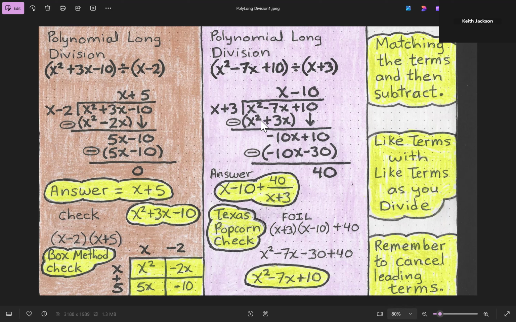And then right here, here's what's going to happen. It's going to turn this 3x negative. And so we have a negative 7x plus a negative 3x, which will give us a negative 10x. And then we're going to drop this 10 right here. And so now we have a negative 10x plus 10.